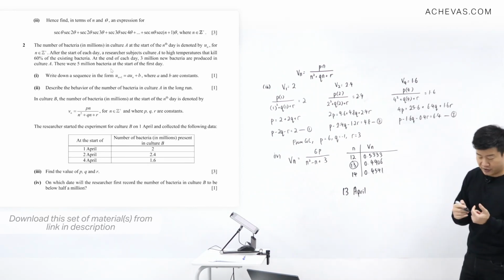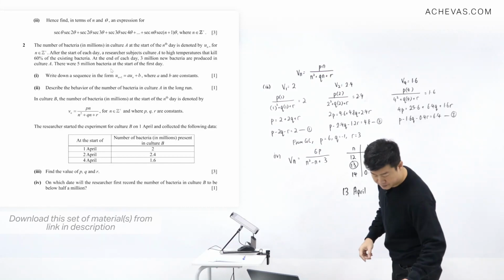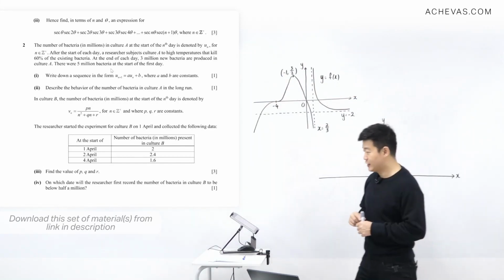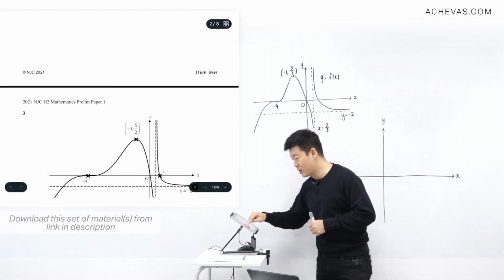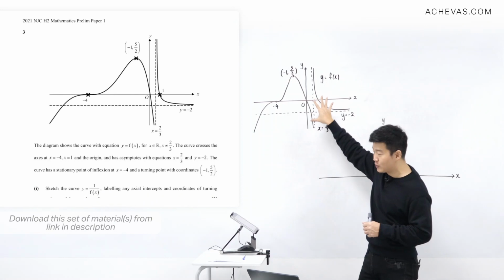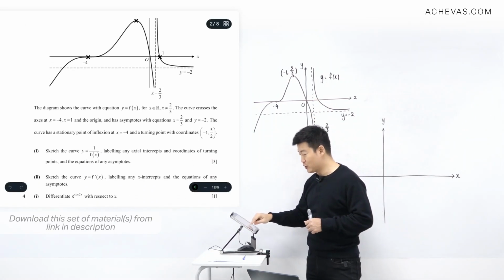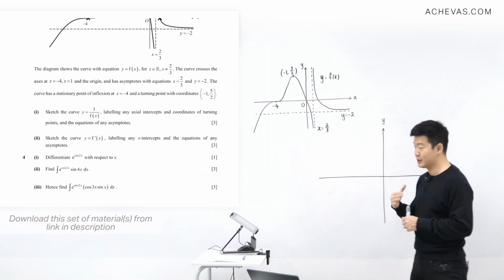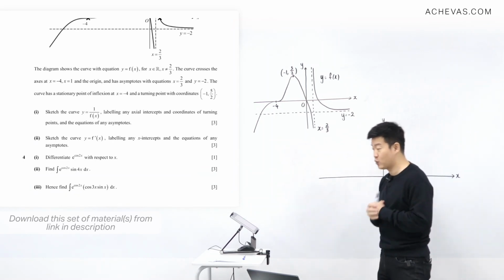Okay, let's take a look at question number 3. The next question, question number 3, is a graphical transformation question. We started off with this graph, and we are supposed to come up with a transformation that will give us the graph of y equals 1 over f(x) for part 1.